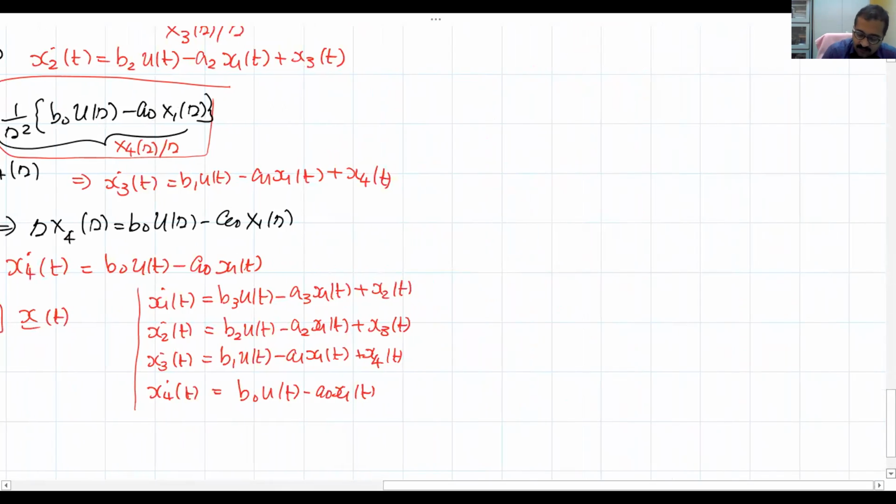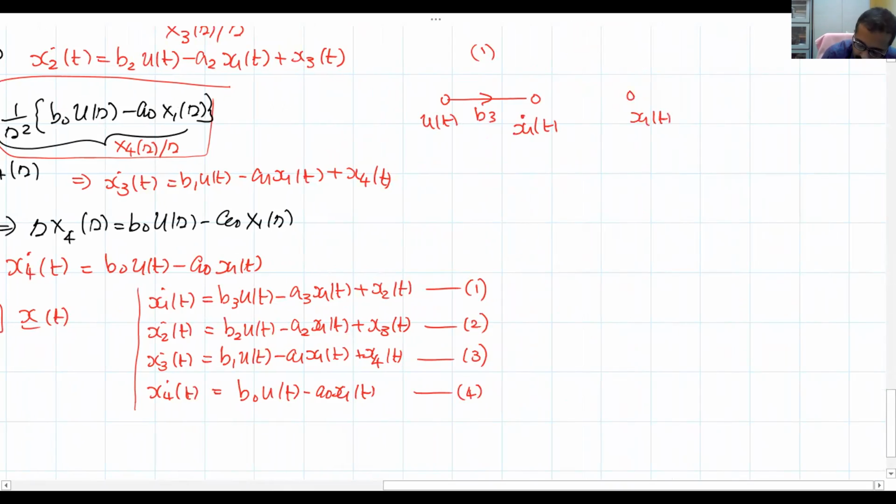Okay, so first equation, x1 dot t. This is 1, 2, 3, 4. First equation, how will be the signal flow graph? There is a node x1 dot t. There should be an input branch, u of t with a gain of b3. Then there should be x1, whose gain must be minus a3. Then there should be a path from x2, this is x2 of t, with a gain of 1.